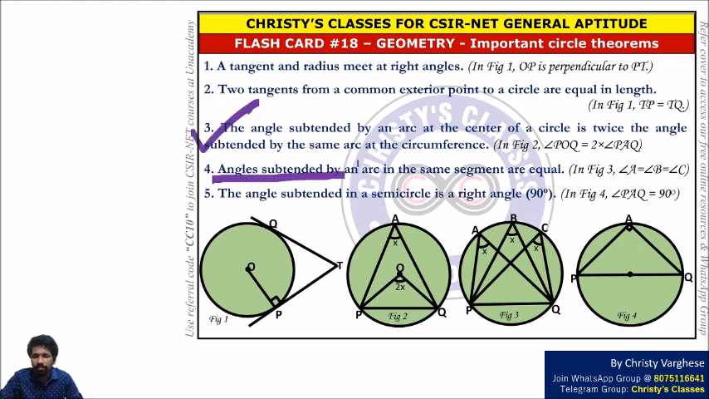Now the fourth property, angle subtended by an arc in the same segment. Arc means this is the arc.